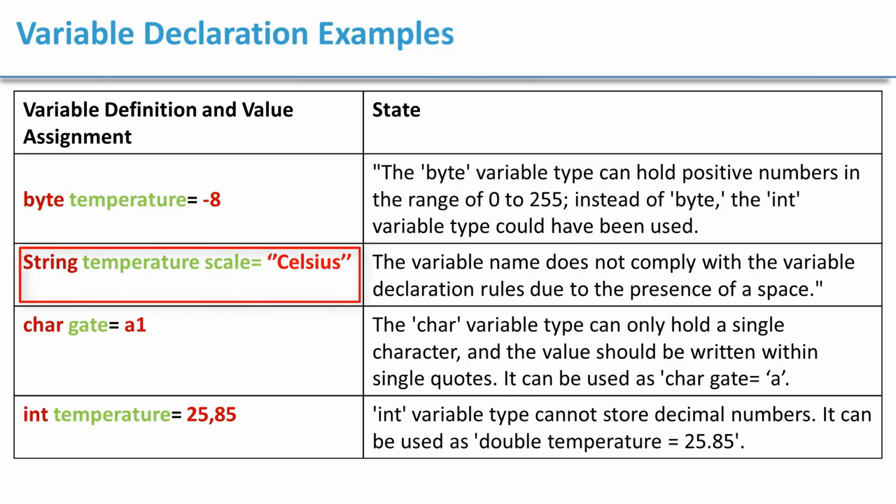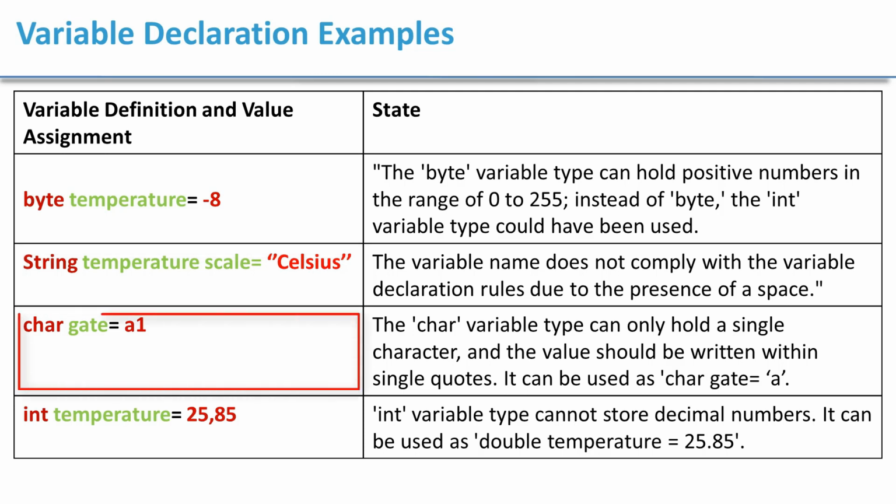String temperature scale equals Celsius. The variable name does not comply with the variable declaration rules due to the presence of a space. When we look at the value of the variable, we see a textual expression written within double quotation marks, which is correct. Another example involves a variable of type char named gate, and its value is a 1. However, it's worth noting that while the variable name gate is correct, the char data type can only store single character values, and those characters must be enclosed in single quotation marks.